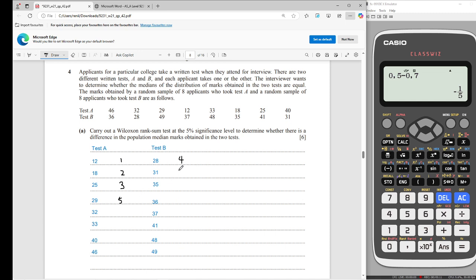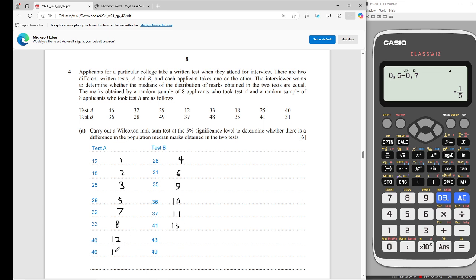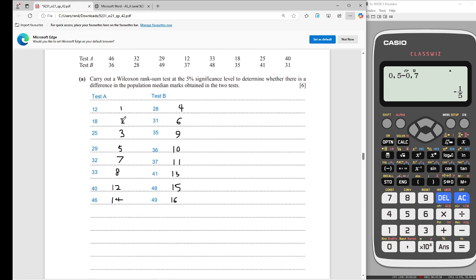5, 6, 7, 8, 9, 10, 11. Then we go on to 12 here, 13, 14, 15 and 16 go here. Okay, so that means that we have our values.